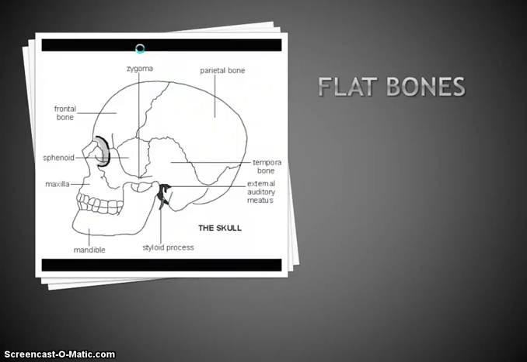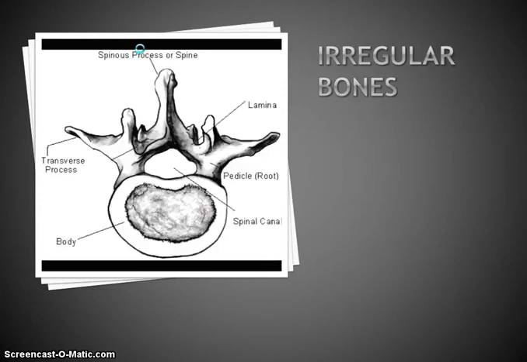Flat bones are plate-like and broad. We see this with the skull and in the ribs. The last type is called the irregular bones, and they come in a variety of shapes. We do see this with the vertebrae and in the bones of the face.